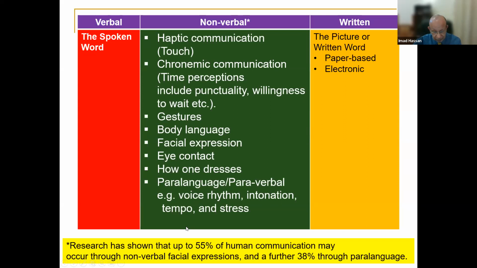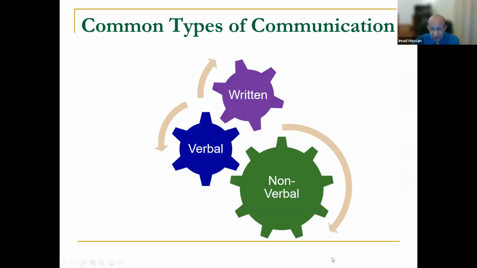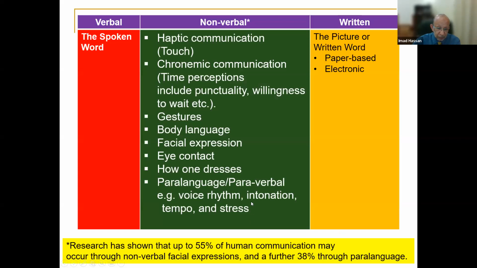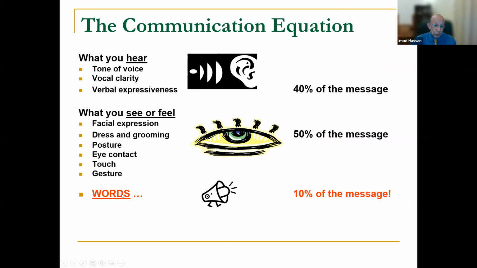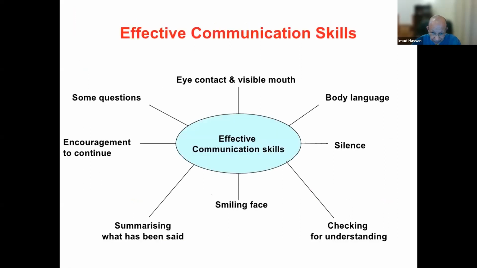As a matter of fact, some people believe, or studies have shown, that most of what we perceive in communication is through the nonverbal element, up to 55%, and a further 38% through paralanguage. So if you look at the communication equation, it seems that when we use words, we are using only 10% of our communication routes. So you really have to make sure that with this 90%, you are a master. The tone of voice: are you talking clearly? Are you talking fast? Are you talking slowly? The facial expression, your dress and grooming, posture, eye contact, touch, and so forth. These are important elements, right? You have to make sure that your nonverbal communication is as great as possible, okay?